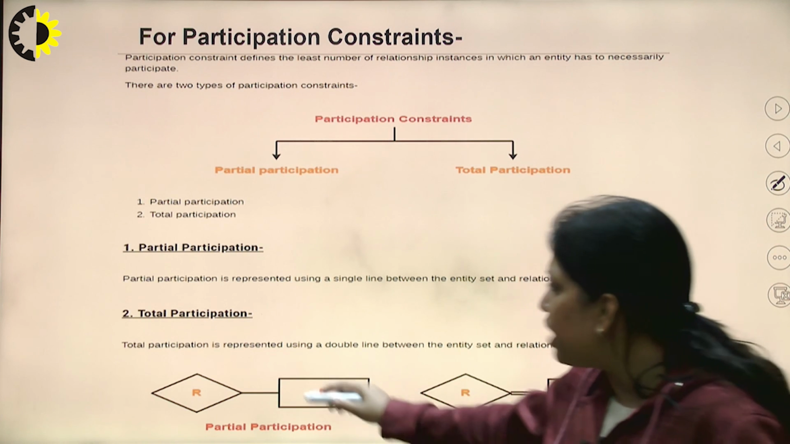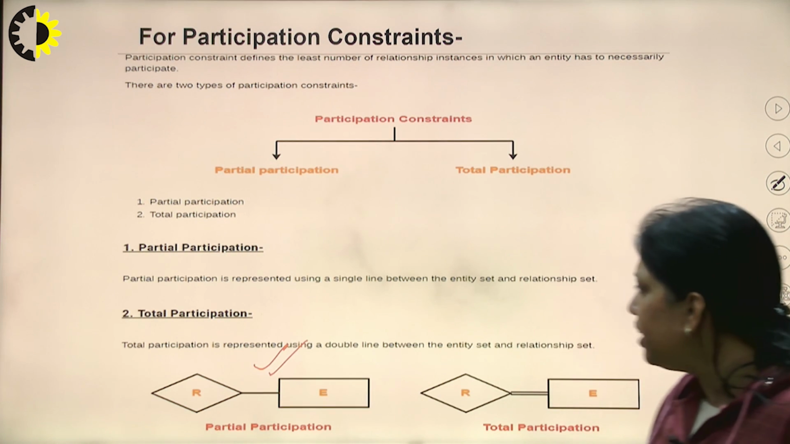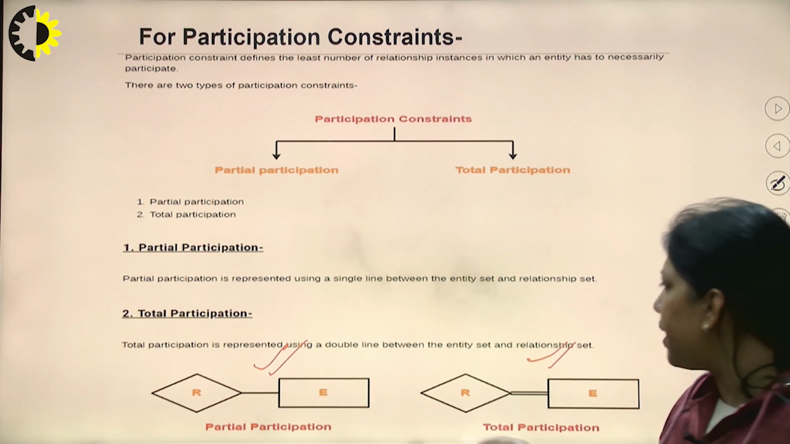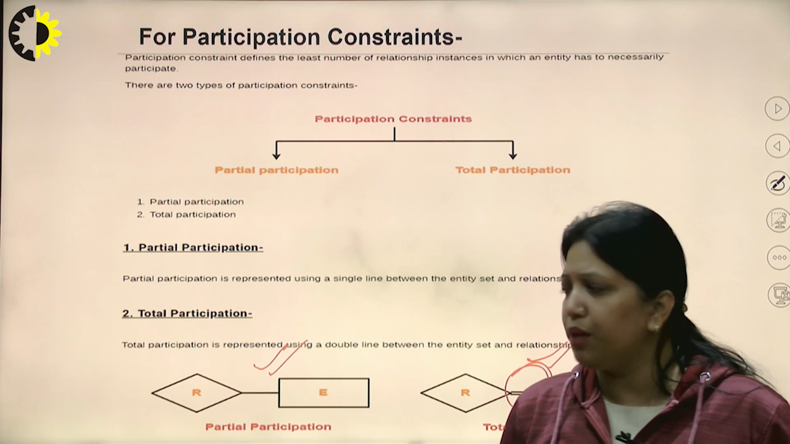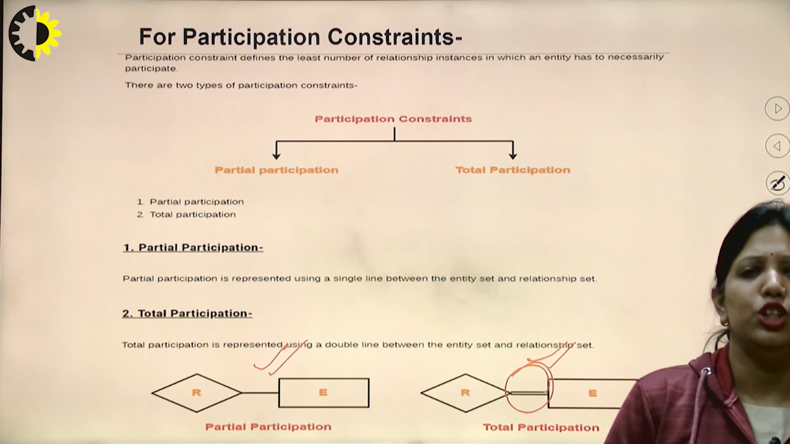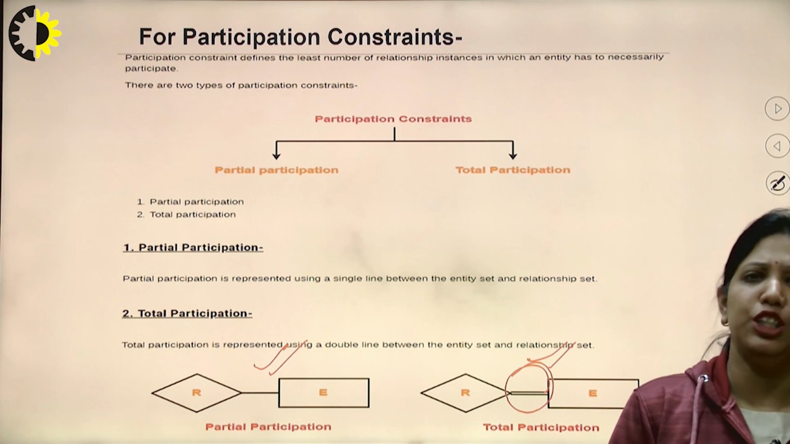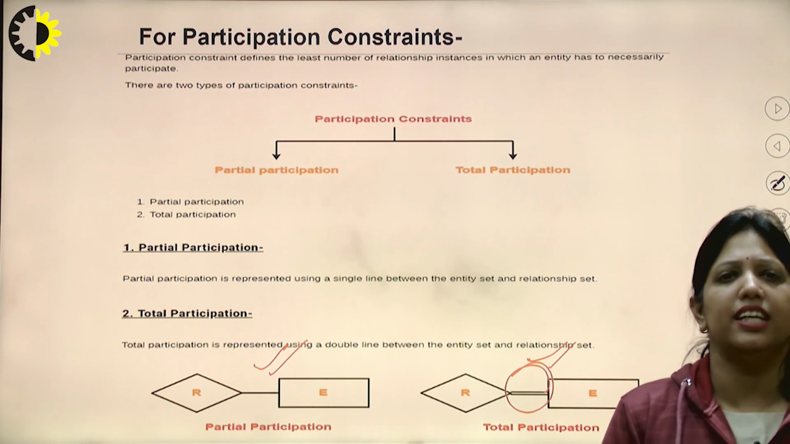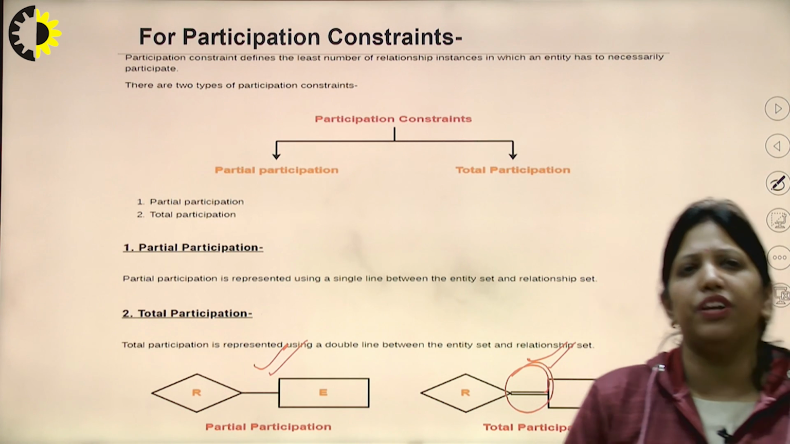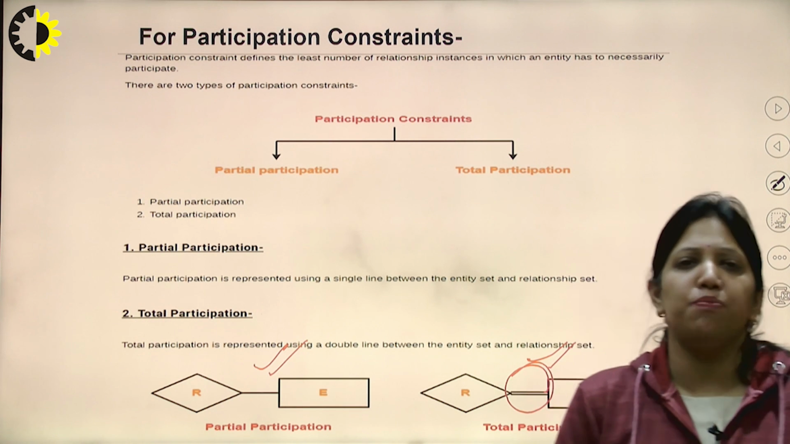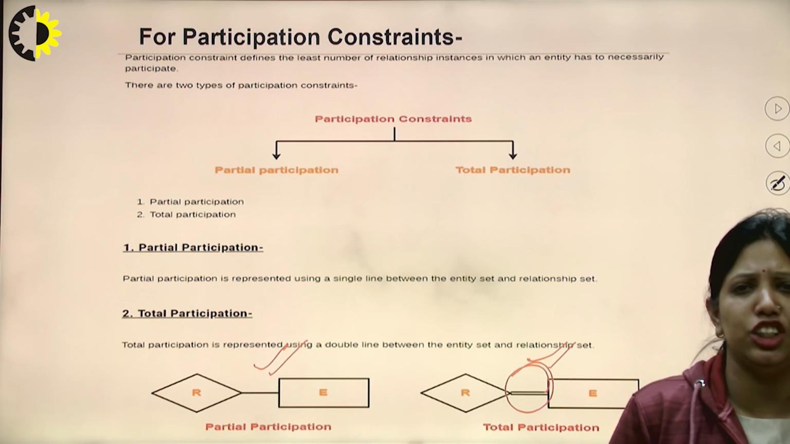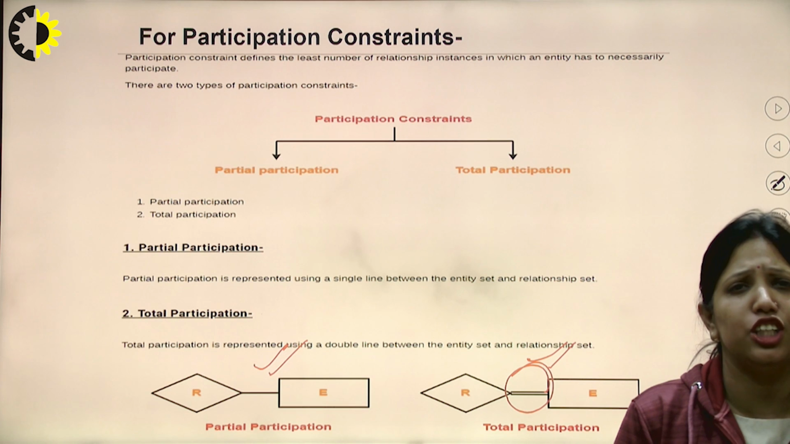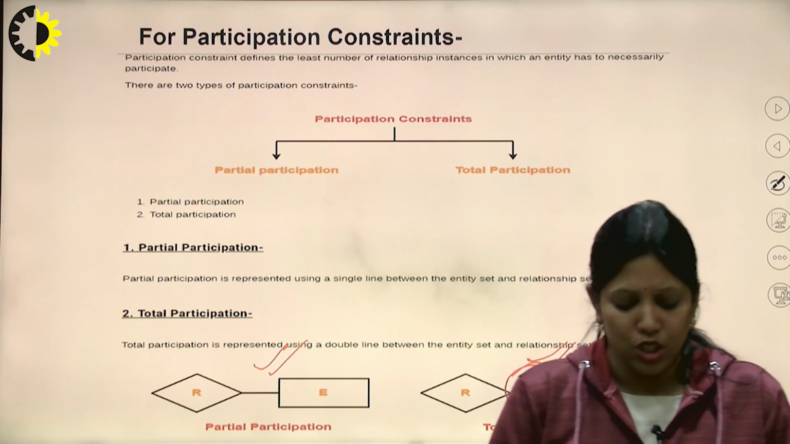So this diagram shows the partial participation and this diagram shows the total participation, as we have shown this by the double line. For this lecture, thank you. We have discussed the different types of examples of the ER diagram, and the specialization, generalization and aggregation properties of the ER diagram also. So thank you for the same.